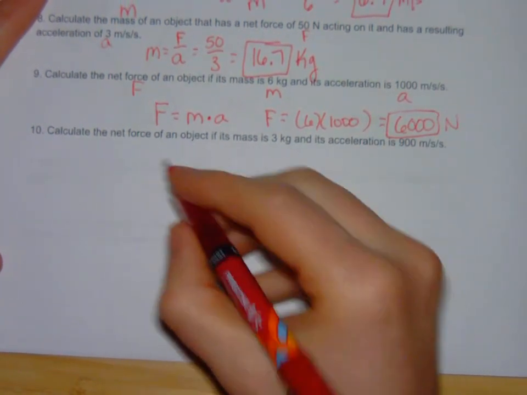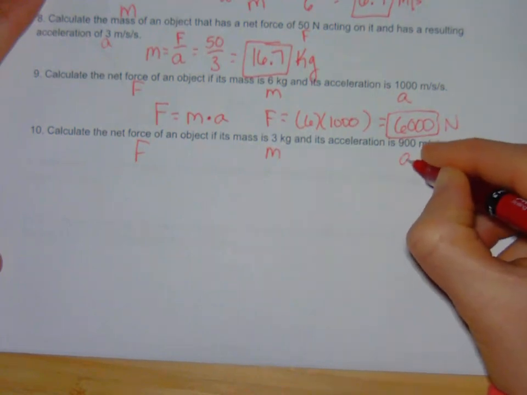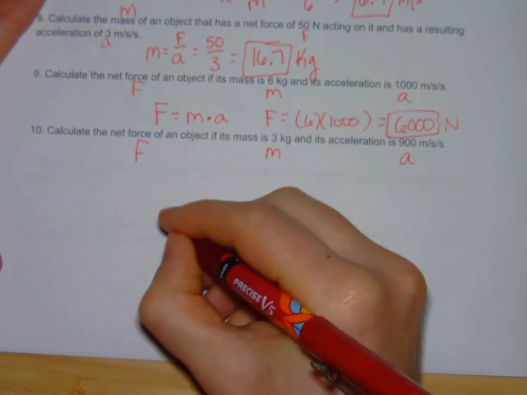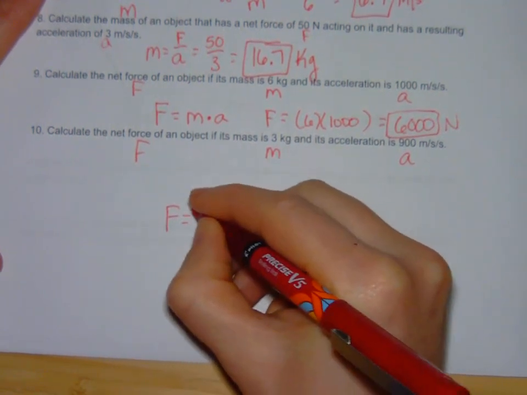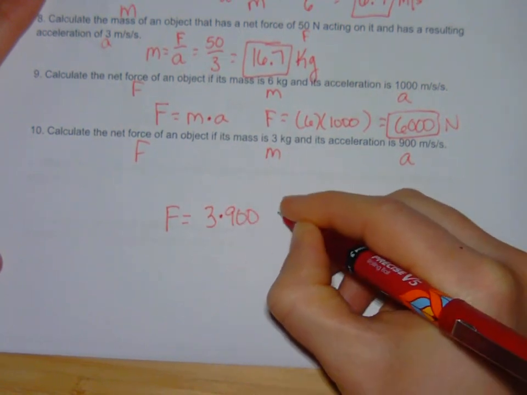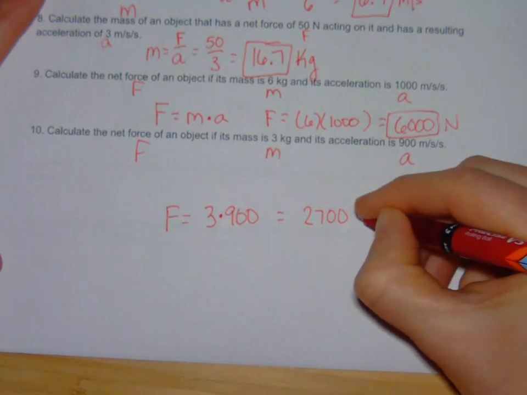And then one more force one here, looking for force. Mass is 3. Acceleration is 900. Same formula, force equals mass times acceleration. So it's going to be 3 multiplied by 900, which is what, 2,700 newtons.